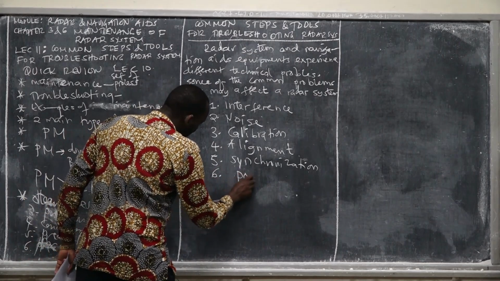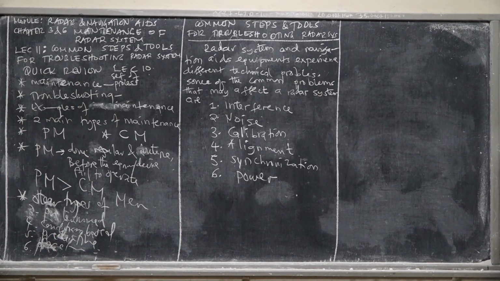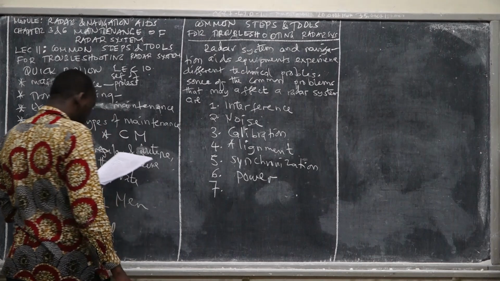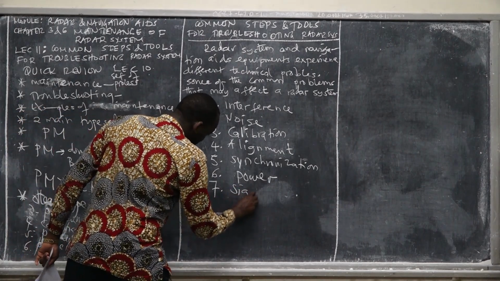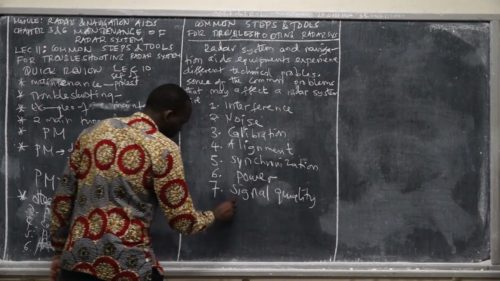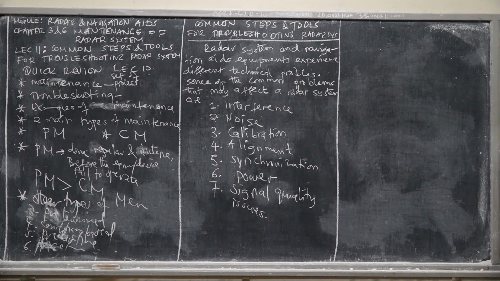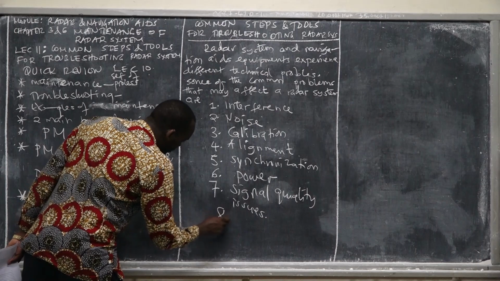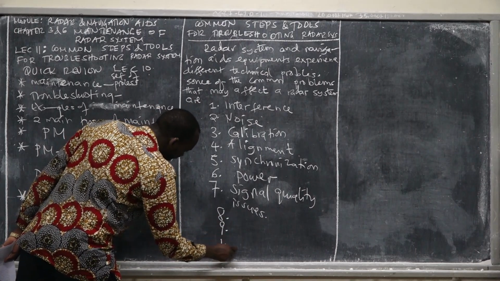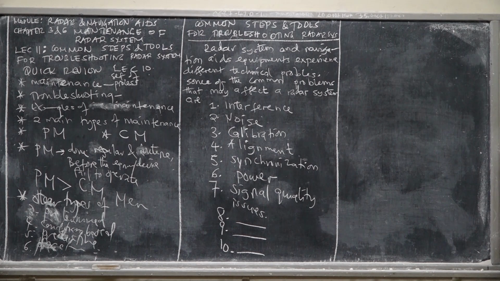The sixth common problem: a radar system can have problems of power. Say power. Then the seventh common problem is that a radar system can also have signal quality issues. Then, because I found 7 common problems, you have to find the 8th, the 9th, and the 10th. So fill in the blanks. At least you must know 10 common problems of a radar system.